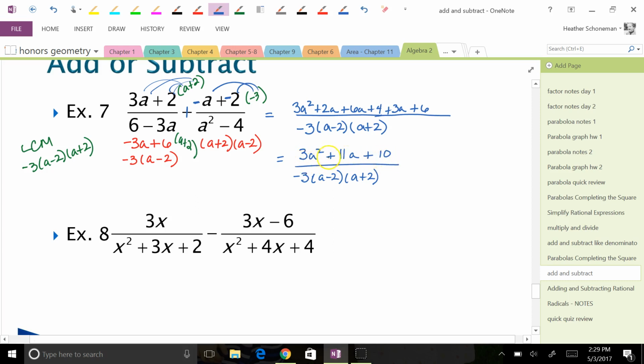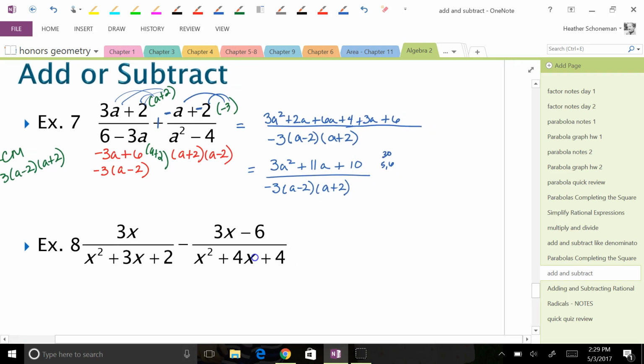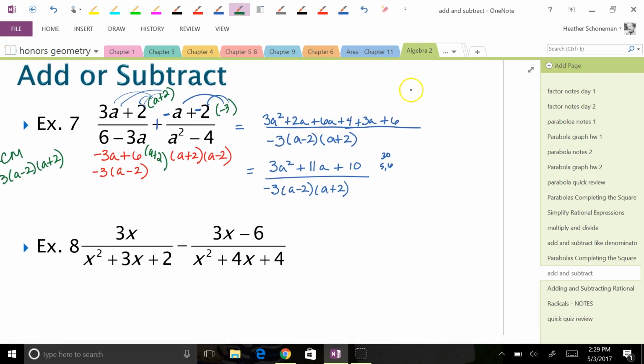Well, it's a trinomial with a leading coefficient of not 1, so we have to split the middle term. 3 times 10 is 30. So then we ask ourselves, are there two numbers that multiply to 30 and add to 11? Well, yes, they are. I'm quickly running out of room, so I'm going to do the work off in the corner. If I rewrite that, that gives me 3a squared plus 11. Oh, just kidding. I have to rewrite it as 5 and 6. Plus 5a plus 6a plus 10.